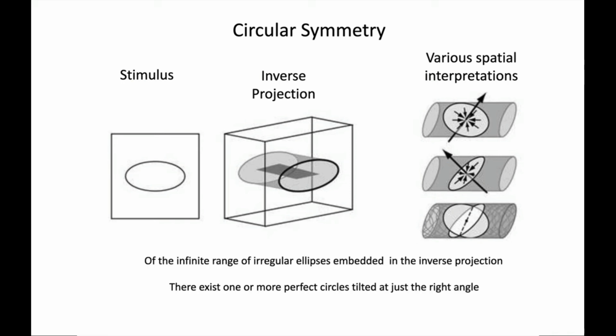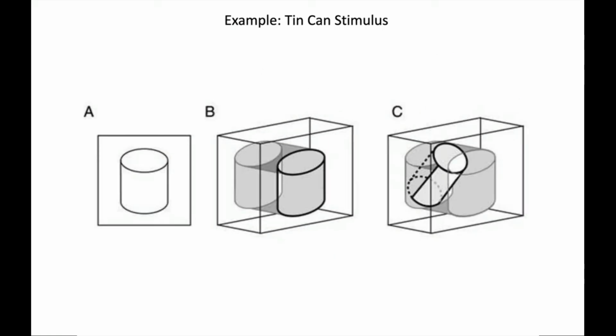Of the infinite range of irregular ellipses embedded in the inverse projection, there exists 1 or more perfect circles tilted at just the right angle. Here we see another ellipse. This time it's wrapped around like a tin can stimulus. Again, we can do the inverse projection of these edges, and embedded in the inverse projection, there's a perfect cylindrical can embedded in that stimulus.